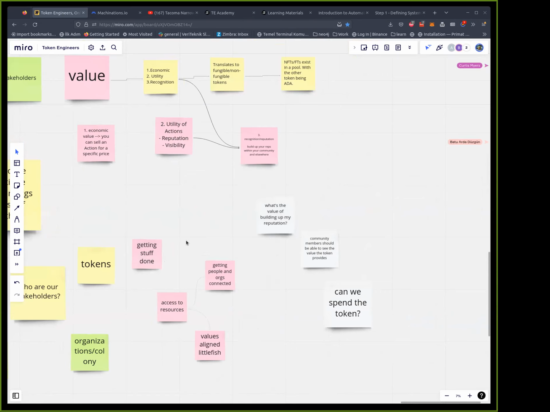Now, the difference though, I think, is that the value that you gained from AWS is extendable outside of its ecosystem. You can take that experience and apply it anywhere else. Whereas in this case, I feel like it's a contrast to that. It's only valuable within the littlefish ecosystem, right? You can't necessarily take it elsewhere unless that other community recognizes those actions.